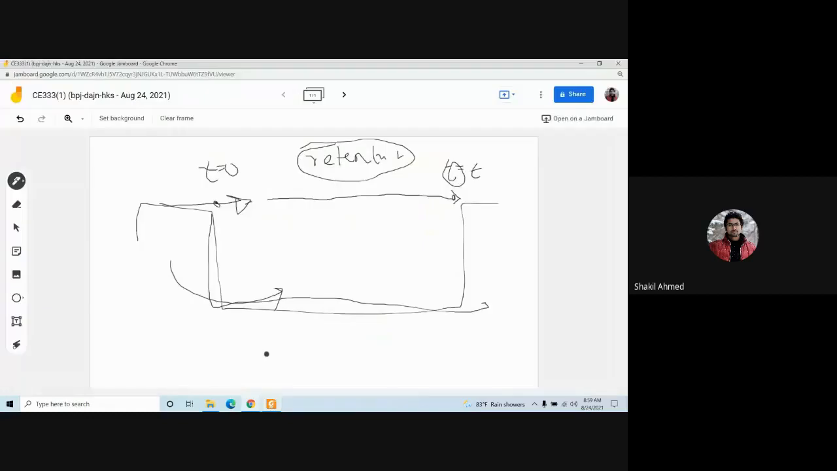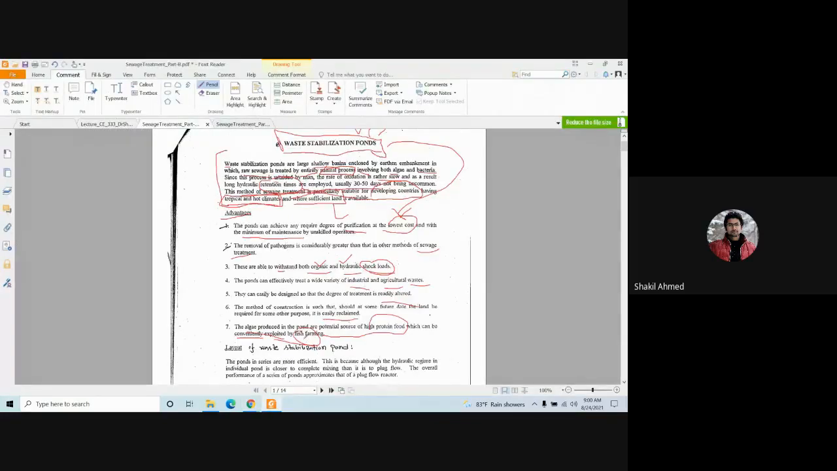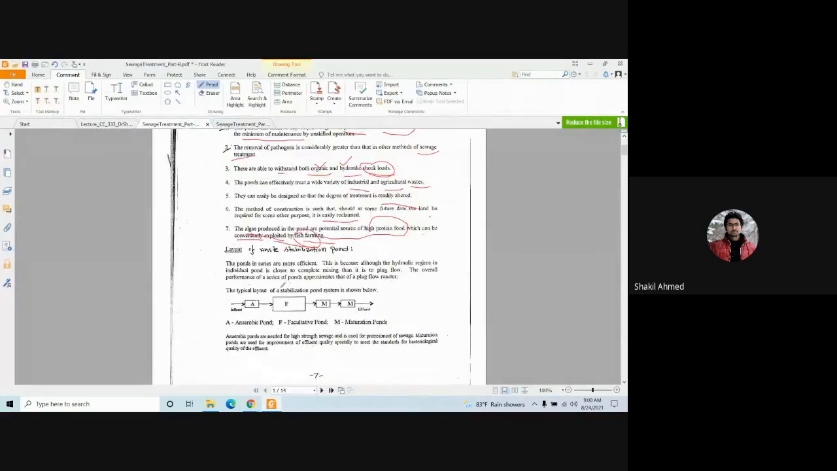So you're using bacteria and algae. And algae is a micro size plant. So they actually grow in number here. So those can be used for fish culturing or fish farming.